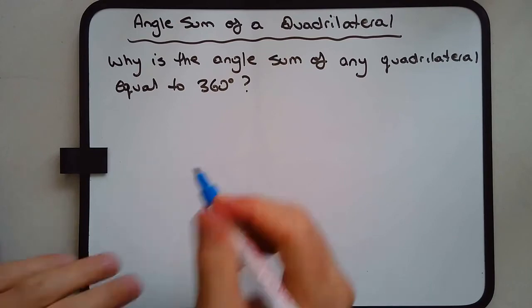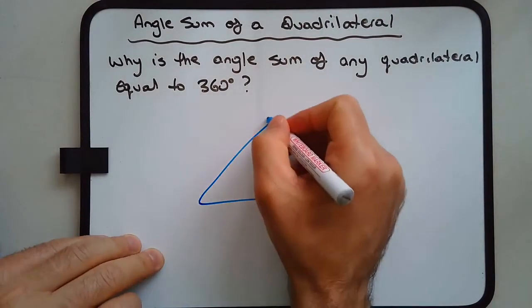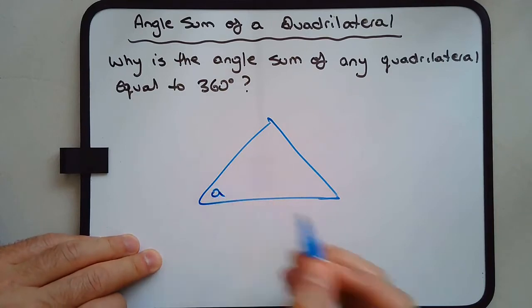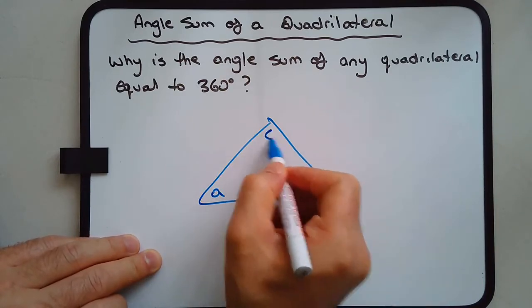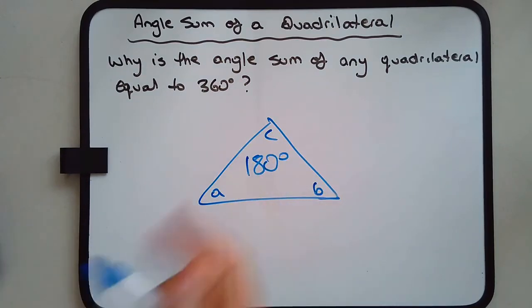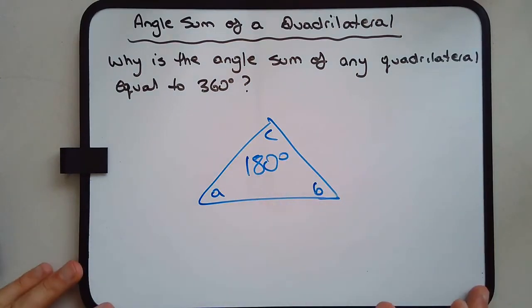So if I was to draw, it doesn't really matter what type of triangle it is. If you take these three angles, A, B, and C, we know that the angle sum of those will always be 180 degrees. The proof of that is in the previous video.